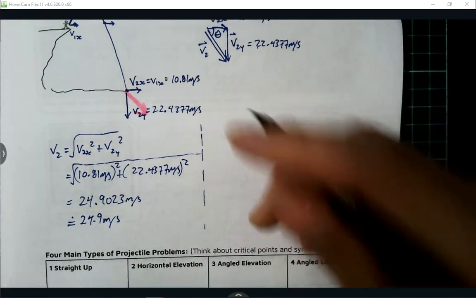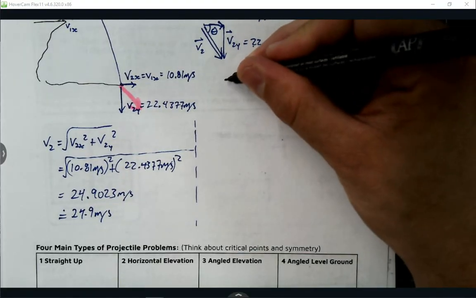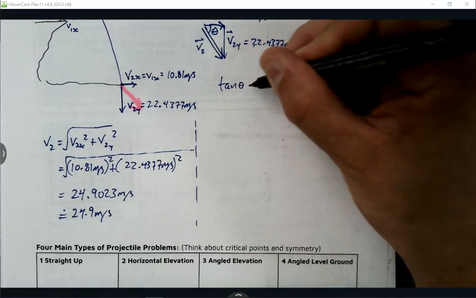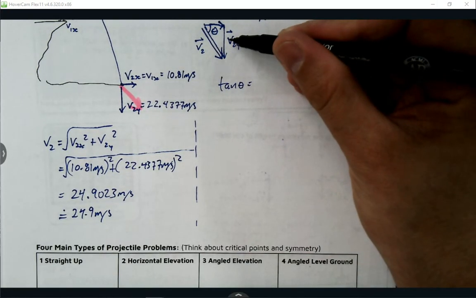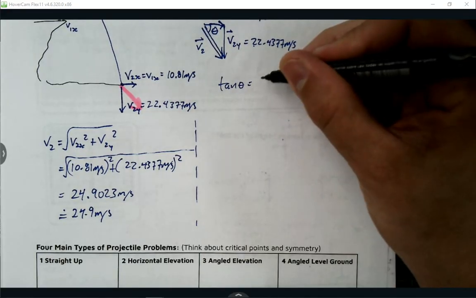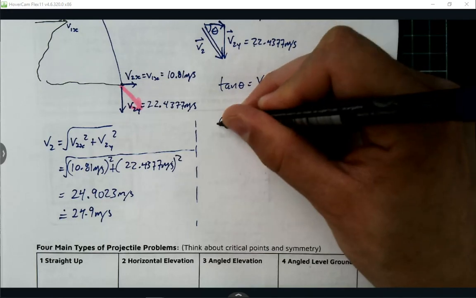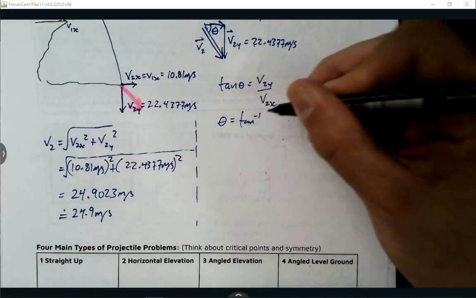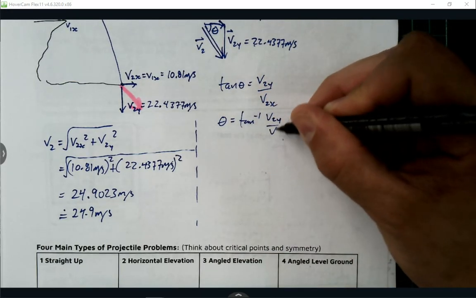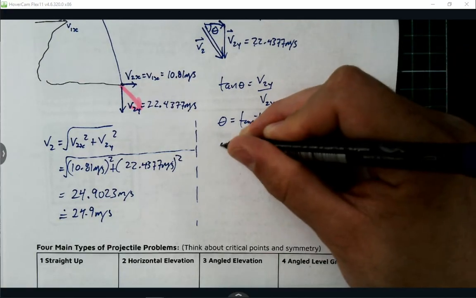Block this off for layout. We'd say, I'd like to use the tan ratio because I know the opposite and I know the adjacent. So the opposite is V2y, the adjacent is V2x. Theta equals tan inverse of V2y over V2x. Sub in my values.